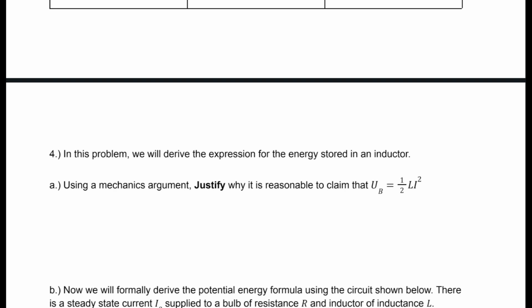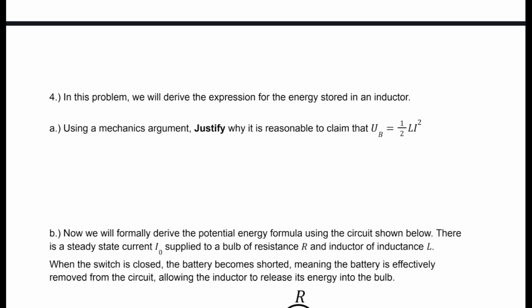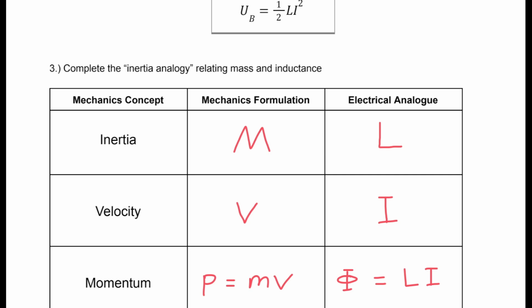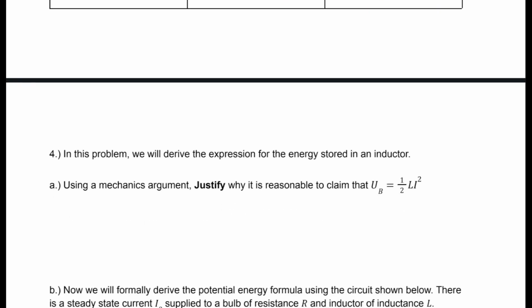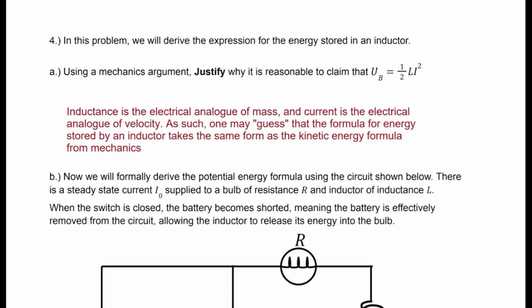So in this problem, we'll derive the expression for the energy stored in an inductor, so we'll more explicitly give that result. Using a mechanics argument, which we just did above, justify why it's reasonable to claim that the energy stored in an inductor is 1/2 times inertia times current squared. Well, we said this looks like kinetic energy. So if we were to complete our analogy, it makes sense that it should look like that. If it truly is the electrical analog of mass, we'd expect the energy formula to take the same form as it does for kinetic energy from mechanics. But of course, that seems like a really weird argument, so let's just prove it.